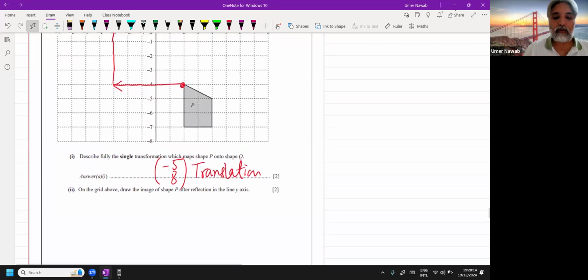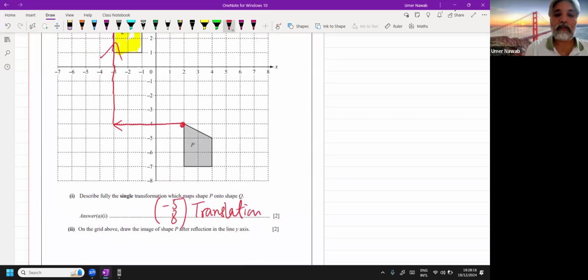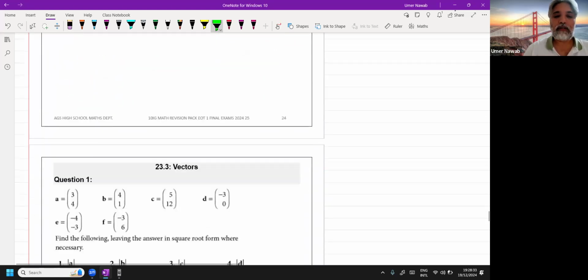Then he said, can you reflect it about the y-axis? So 2 units here, 2 units here. So this one, and then you just complete it. And this one. So this is your reflection of figure P about the y-axis.